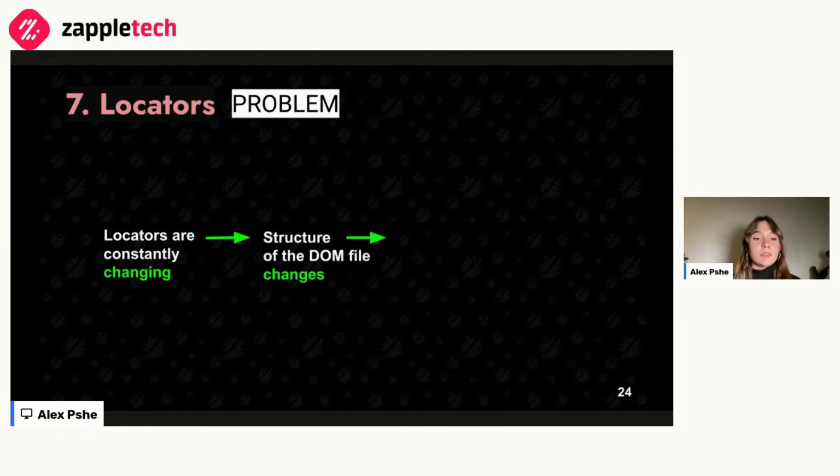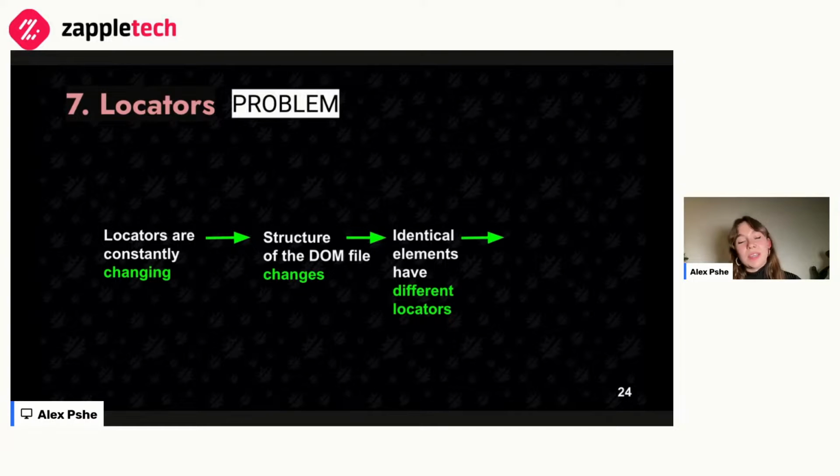Also, sometimes the structure of a DOM file changes. Or another problem, like for the next level, when identical elements have different locators, so we cannot find them as a collection. And of course, all of these situations lead to instability and high cost of maintaining UI tests. So yeah, what can I suggest here?